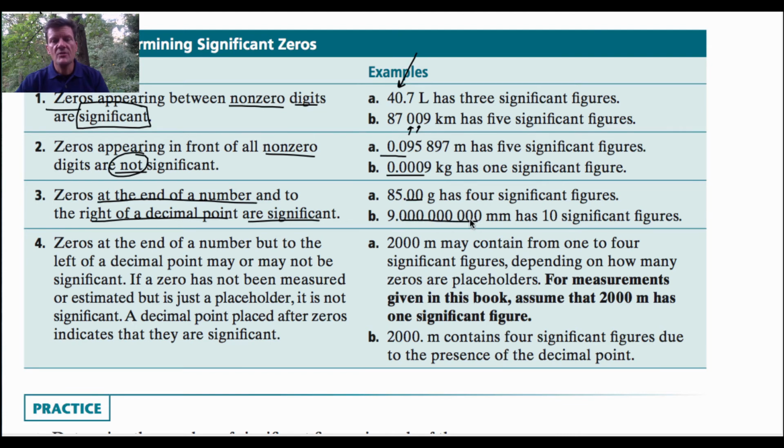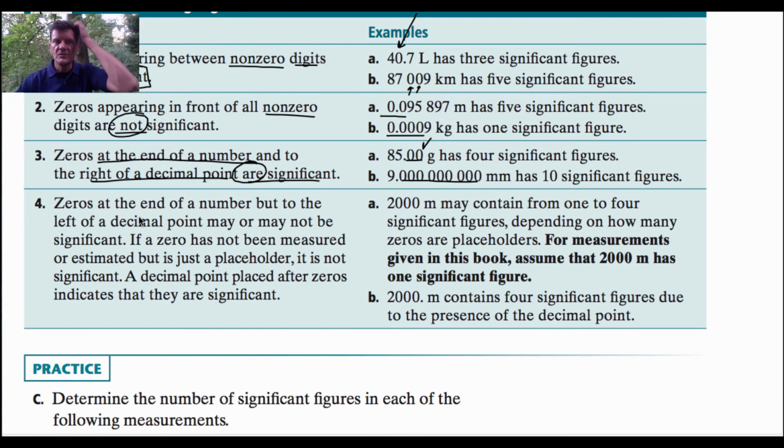Zeros at the end of a number and to the right of the decimal point are significant. If they follow the decimal point, those are all part of the measurement. I'm measuring to the nearest hundredth there. So those are significant. And zeros at the end of a number but to the left of a decimal point may or may not be significant. Here's the distinction. If a 0 has not been measured or estimated but is just a placeholder, it is not significant.